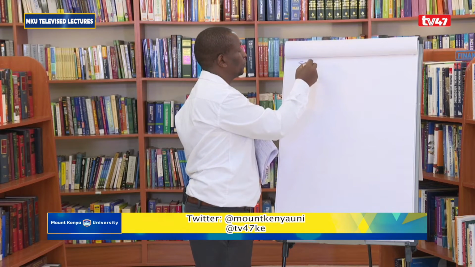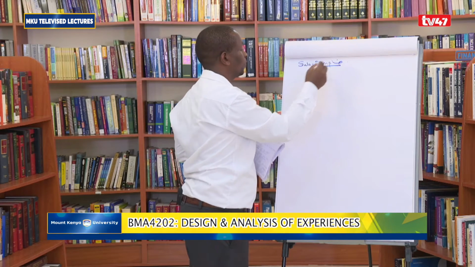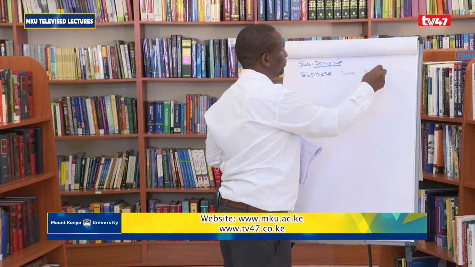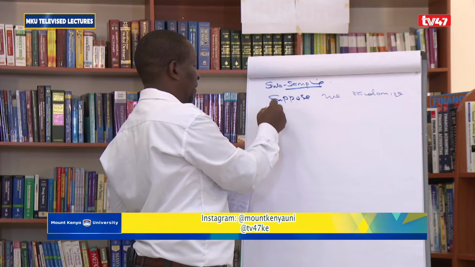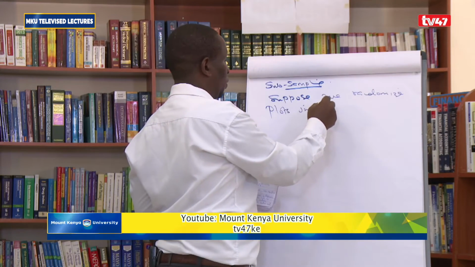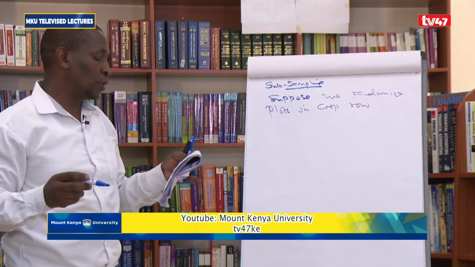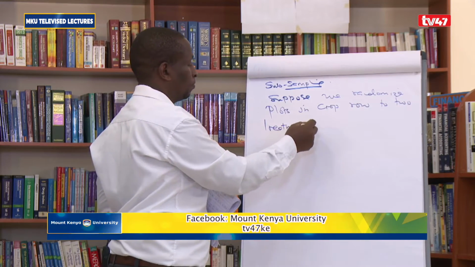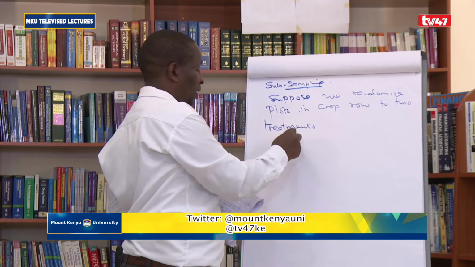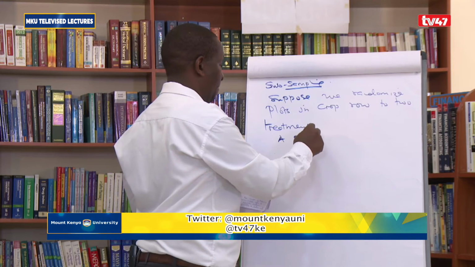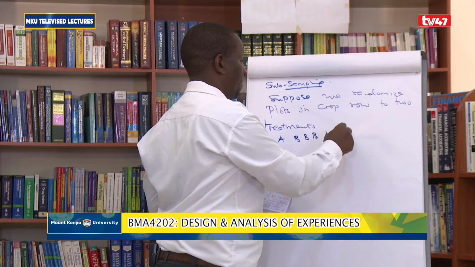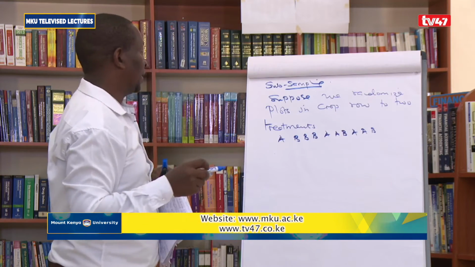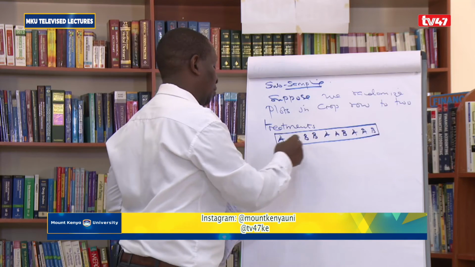Subsampling. So suppose we randomize plots in a crop row to two treatments, as follows: A, B, B. So we have 1, 2, 3, 4, 5, 6, 7, 8, 9, 10 plots, and the treatments are completely randomized as such.